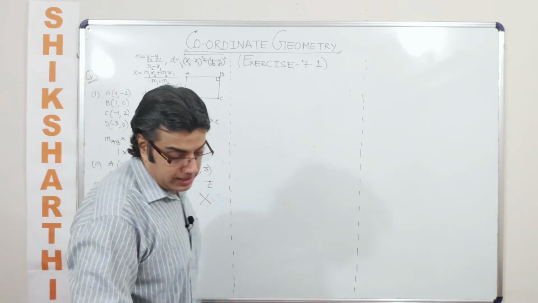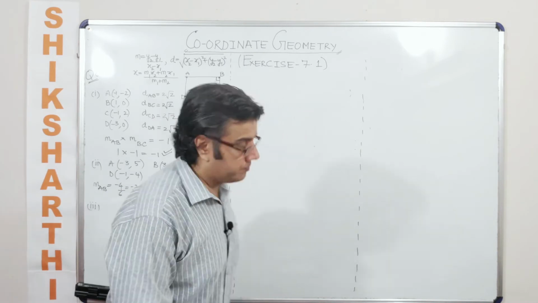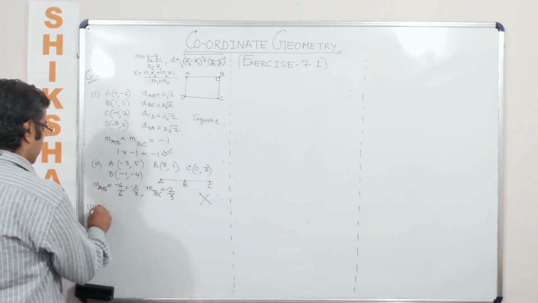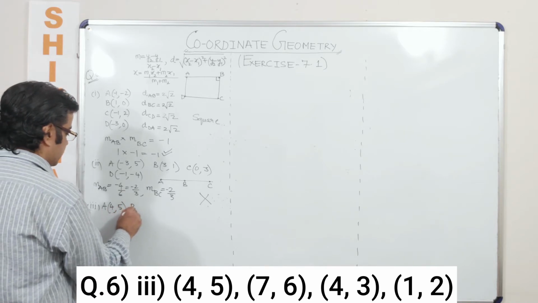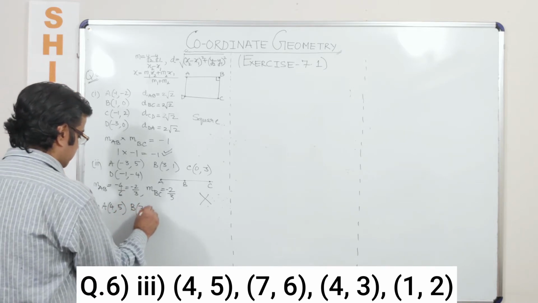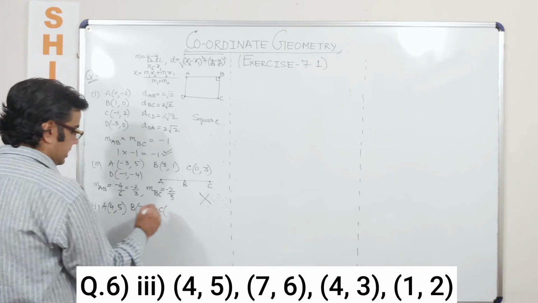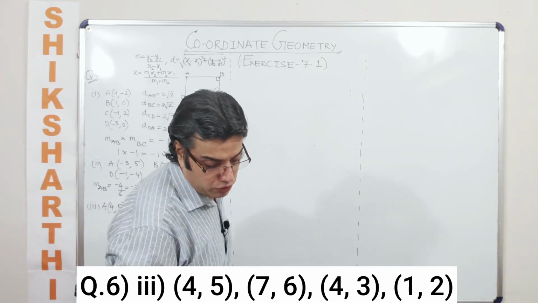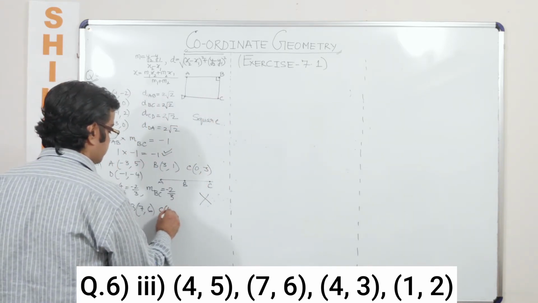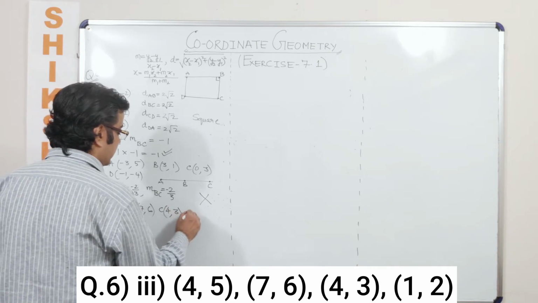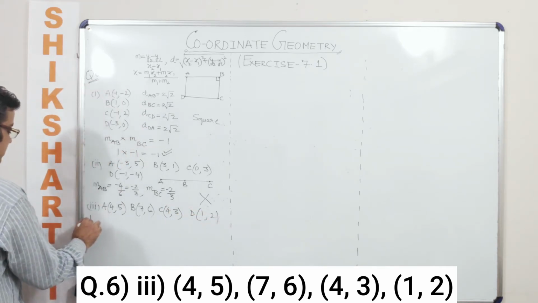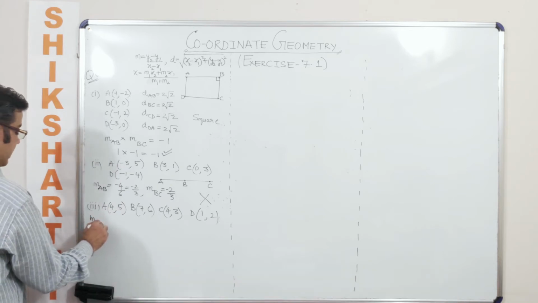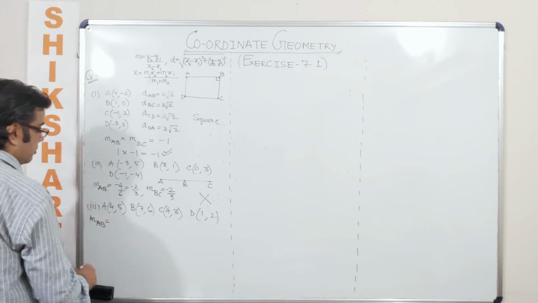Okay, subpart 3 talks about, again, 4 coordinates. Let's say the first coordinate is 4 comma 5, the second coordinate is 7 comma 6, the third coordinate here is 4 comma 3, and the fourth coordinate here is 1 comma 2. So this gives me some hint. The hint here is I'll start off with the slope formula, and please identify why I am starting off with the slope formula only.